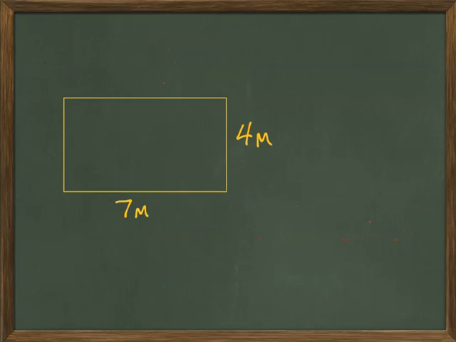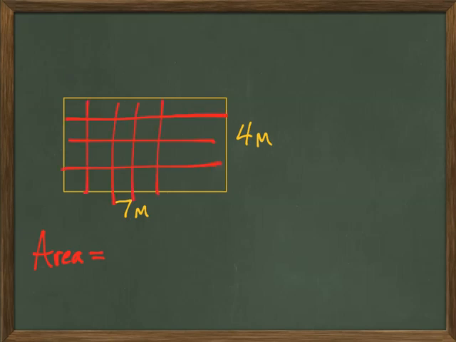I just randomly drew a rectangle here and gave you the dimensions. The dimensions are 7 meters long and 4 meters wide. I'm going to find the area. If you recall, the area was about the number of tiles. The area is the number of tiles that I need to cover the floor.